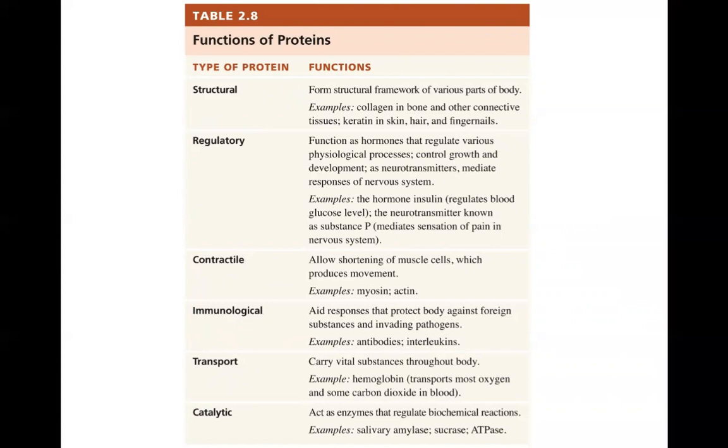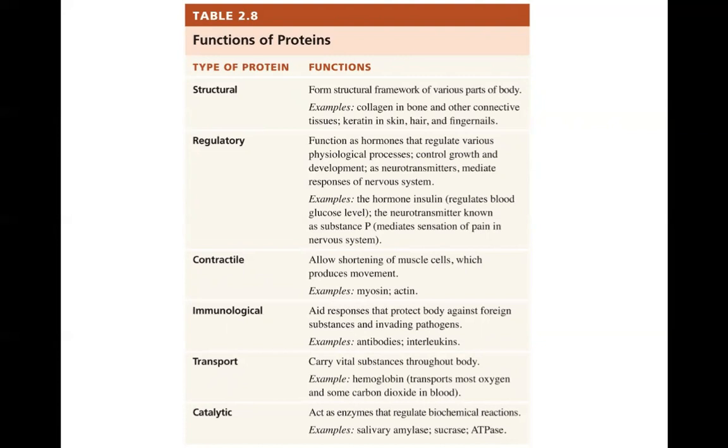In anatomy, I'm getting ready to talk about keratin, a protein that's found in our fingernails, our hair, and our skin. It's a structural protein that forms a framework of various body parts. Other examples would be collagen, that's in our skin and our bones. Proteins can be regulatory, like the hormone insulin. I imagine everybody's heard of insulin before. That helps regulate our blood sugar. Insulin is a protein.